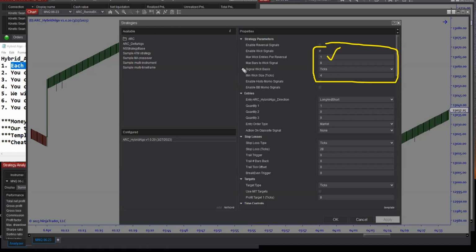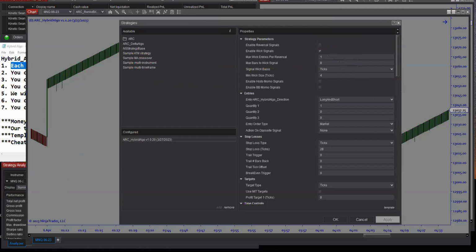Now it says max bars to wick signal. That means after 8 bars, I'm not going to take a trade if I set it to 8. If I set this to 100, that means I'm going to be able to take a wick. If I've got a leg, the market comes down, reverses, and then I've got a leg that goes like this. If I get a really big wick in the middle of the leg, and that's like 100 bars, right? Then that's a good thing, right?